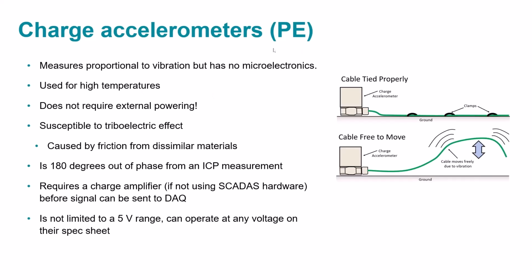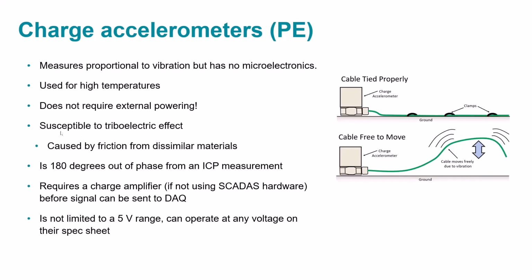There is absolutely no internal electronics. And because there's no internal electronics, you can use them for high temperature applications. So if you needed to measure inside an exhaust system, for example, you could use a charge accelerometer. It makes it really easy because then all you have inside is the ceramics, and the ceramics are high temperature materials. You don't have to worry about destroying those electronics.